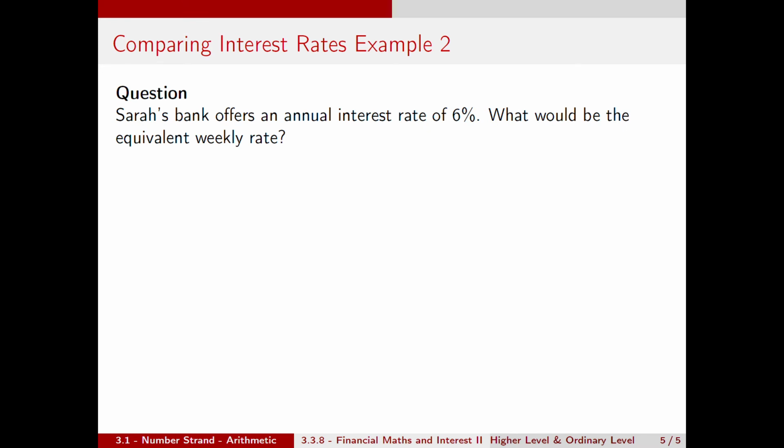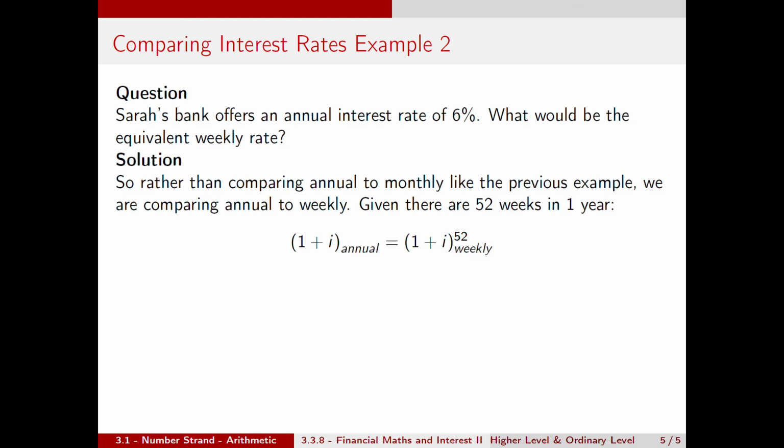So we'll look at another example. Sarah's bank offers an annual interest rate of 6%. What would be the equivalent weekly rate? Instead of comparing the annual to monthly, like the previous question, we're comparing annual to weekly. Where we had 1 plus i annual is equal to (1 plus i) to the power of 12 in monthly, instead of using 12, because there were 12 months in a year, we're going to use 52. This is 52 weeks in a year. So 1 plus i annual is equal to (1 plus i) to the power of 52 in weekly.